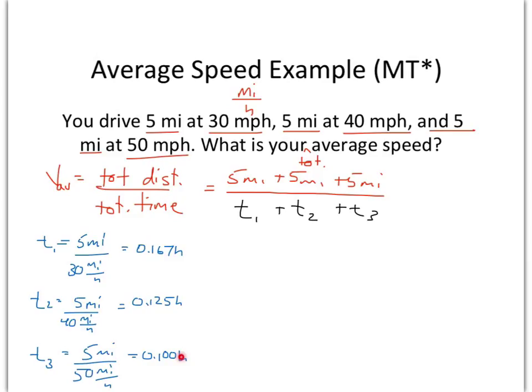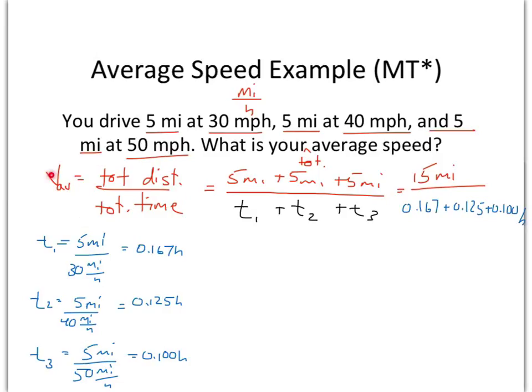Okay. So actually, we can simplify that. The numerator, that'd be 15 miles, right? 15 miles divided by our 3 different times. And our 3 different times are 0.167 plus 0.125 plus 0.100 hours. There's our h right there. And that should give us our total average velocity for that total trip.